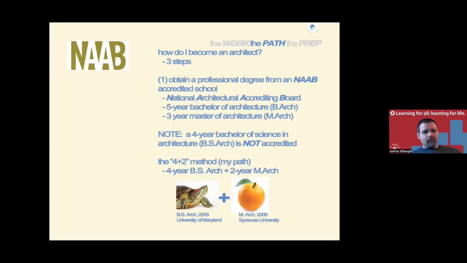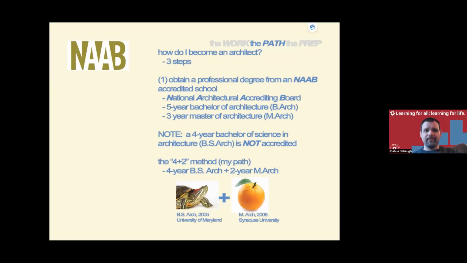So that's, again, why things are so stringent, why it is a long road, why it's a difficult road. But there are three main steps that you have to do to become an architect. You have to, one, in this first slide, is to obtain a professional degree from an NAAB accredited school. That can be through a lot of different means.